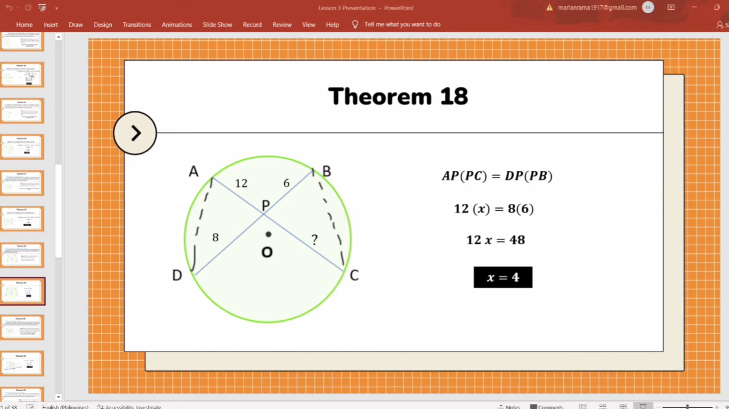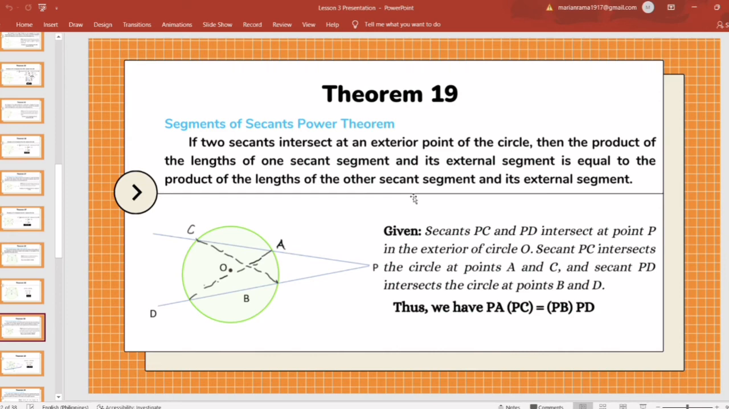Next, we have Theorem 19. If two secants intersect at an exterior point of the circle, then the product of the lengths of one secant segment and its external segment is equal to the product of the lengths of the other secant segment and its external segment. So given that PC and PD intersect at point P in the exterior of circle O, secant PC intersects the circle at points A and C, and secant PD intersects the circle at points B and D. Thus, we have PA times PC equal to PB times PD.